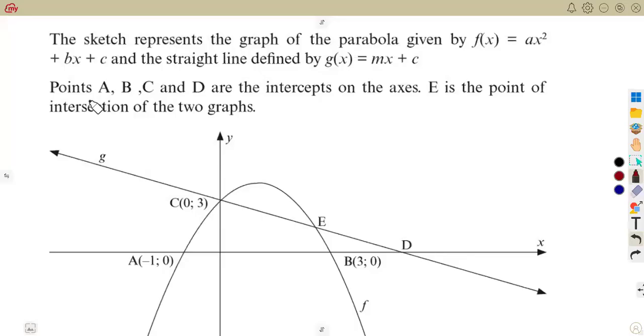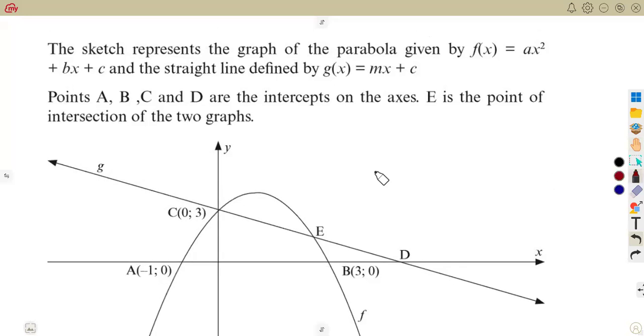So in this case, we have a condition that we are going to consider actually as a revision. We are given the sketch that represents the graph of the parabola given by f of x is equal to ax squared plus bx plus c, a parabola, and the straight line defined by g of x is equal to mx plus c.